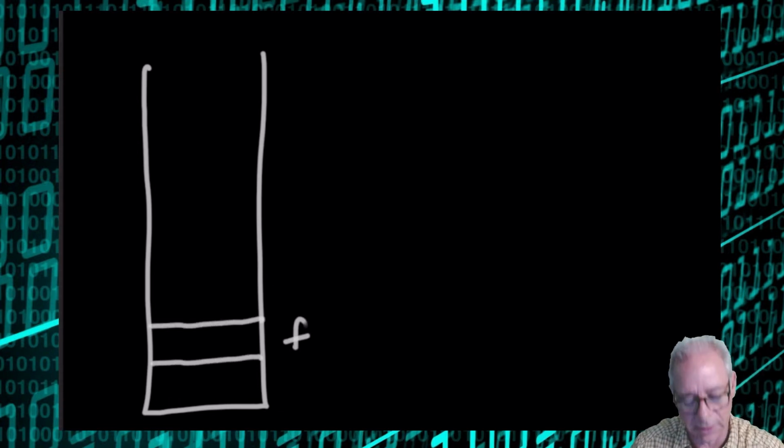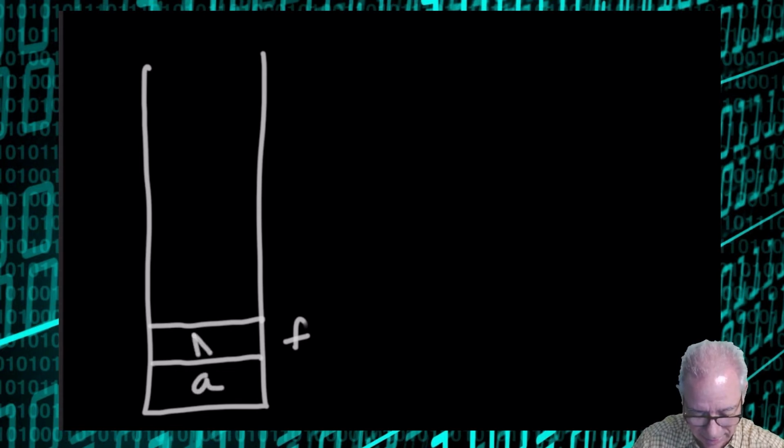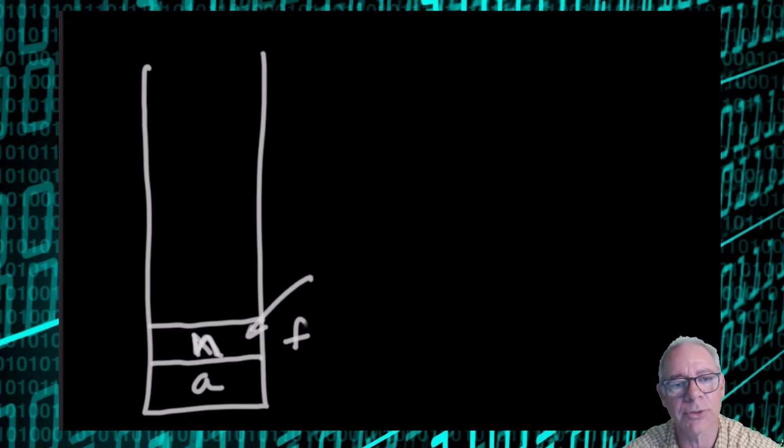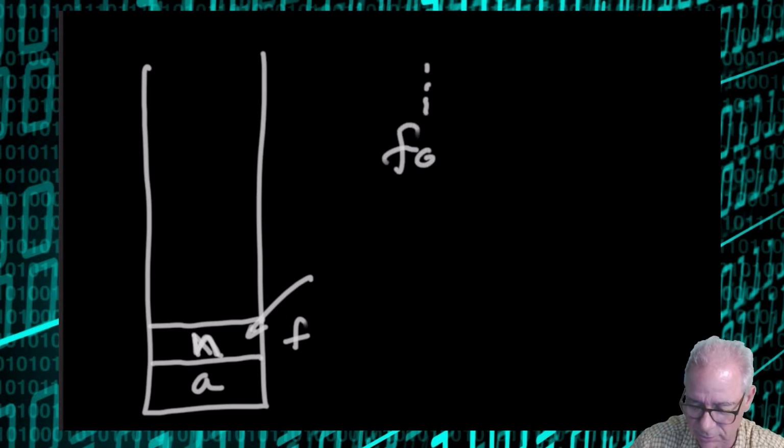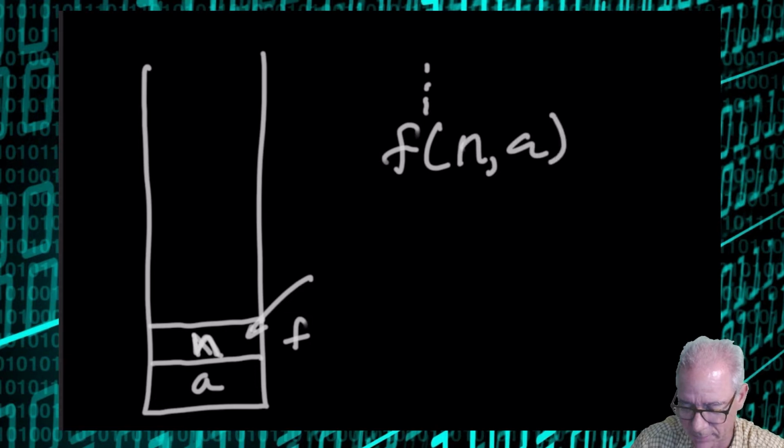So how does this relate to a stack? If I'm calling my function f, and it allocates memory on the stack for something, it's going to have an a, and I think I called it n here. So if n is a number, it's just going to put that number directly on the stack. So if in some other part of my program I'm calling my function foo of n, comma a.